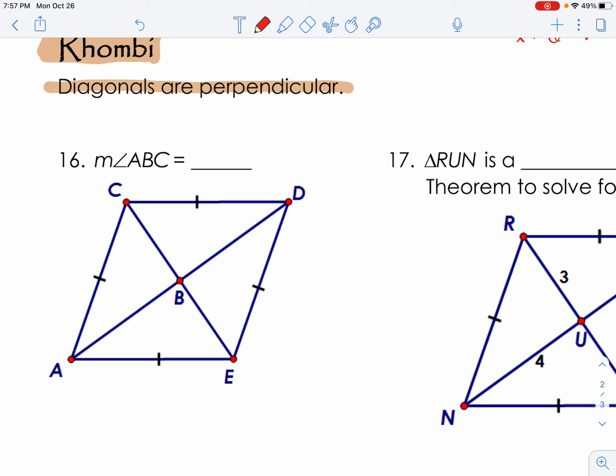So, I'm looking for the measure of angle ABC. Here's A, trace to point B, and trace to point C. What is this angle right here?